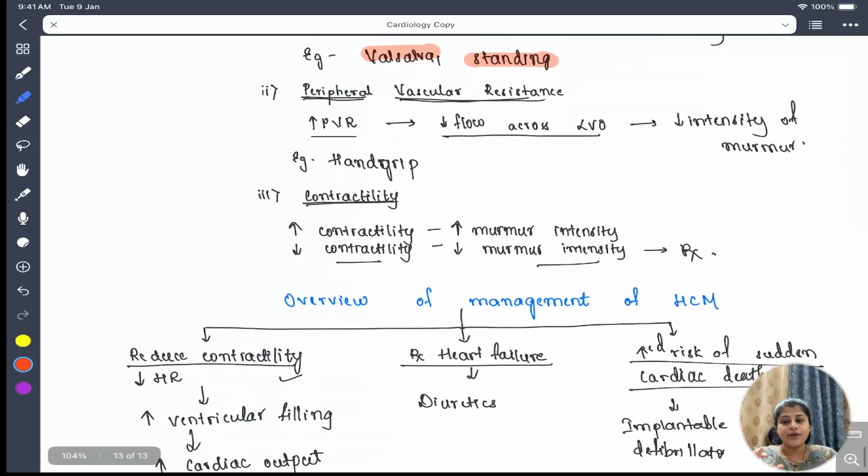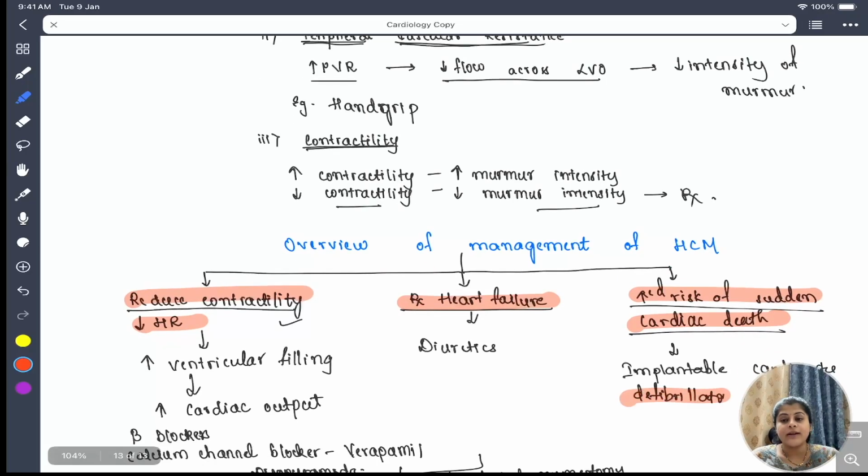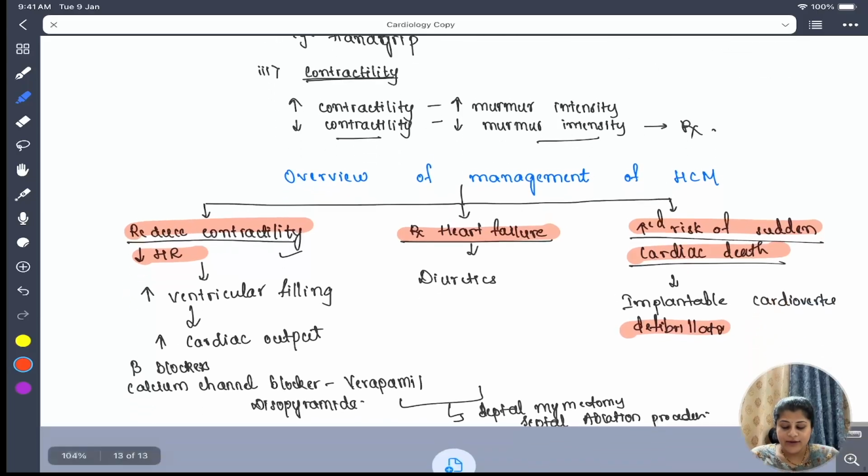How do you treat? There are three important things. You have to reduce the contractility and reduce heart rate to improve the diastolic filling. If the patient is having heart failure, treat the patient with diuretics. And if the patient has increased risk of cardiac death, then you will have to use an implantable cardioverter defibrillator.